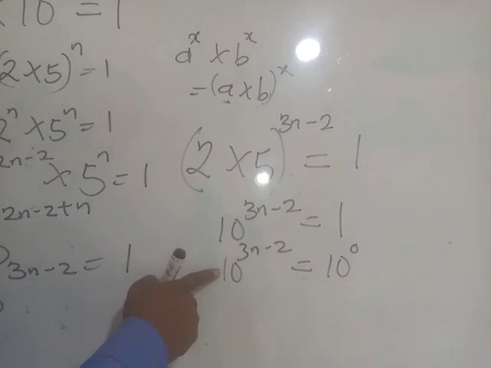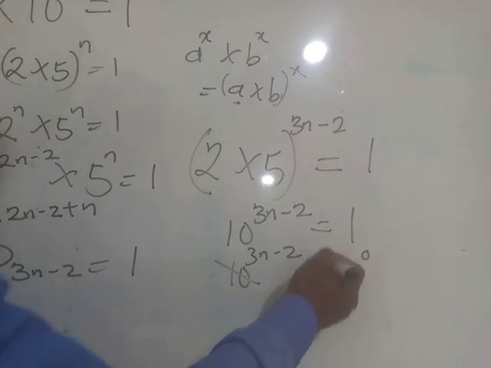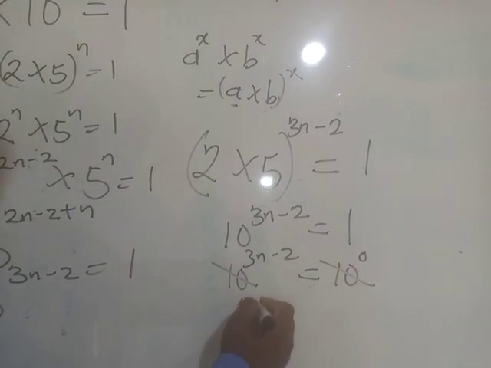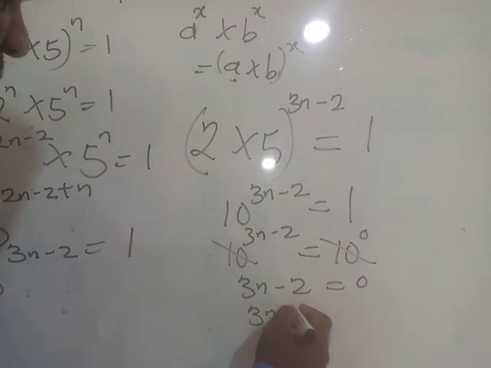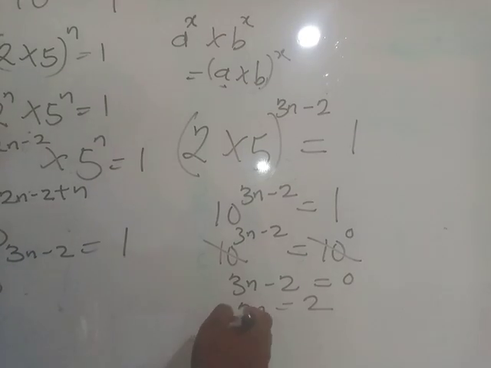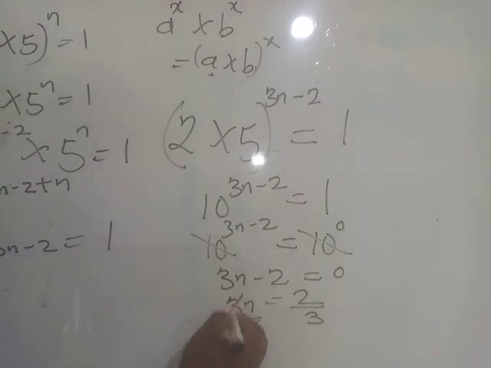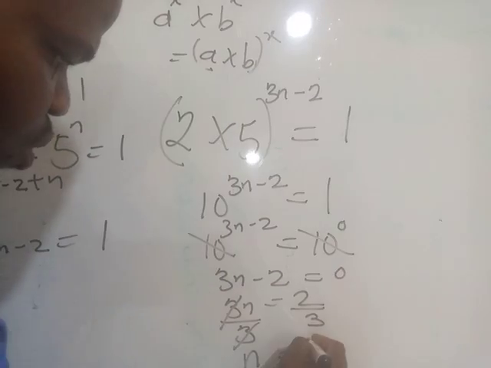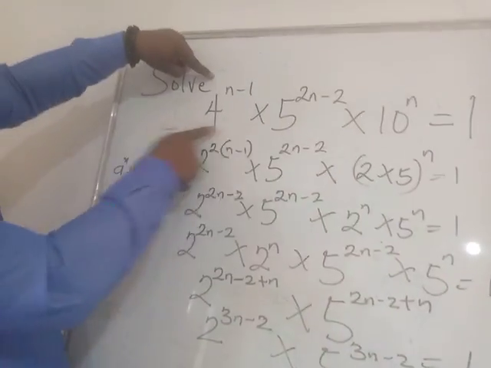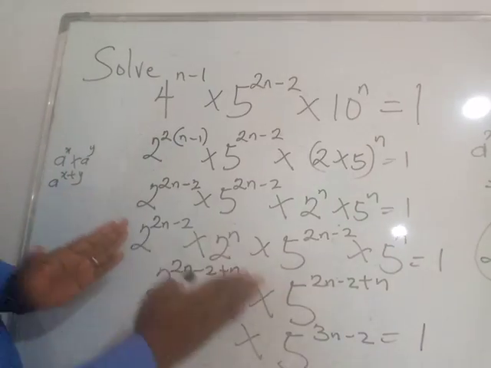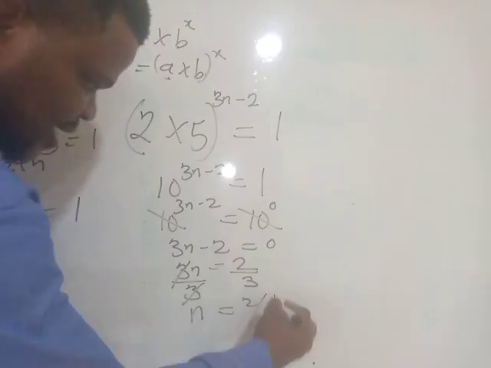Now the idea, I want the base on the left hand side to be equal to the base on the right hand side so that they can strike off. Now we have 3n minus 2 equals 0. So we have 3n equals 2. I'm looking for n, so I'm going to divide both sides by 3. So this strikes off this. So my n equals 2 over 3. If we are given a question like this, this is how you split them step by step and arrive at that answer. That is the final answer.